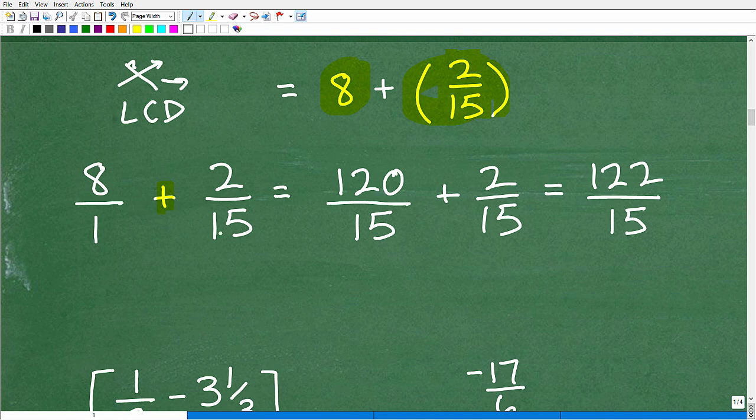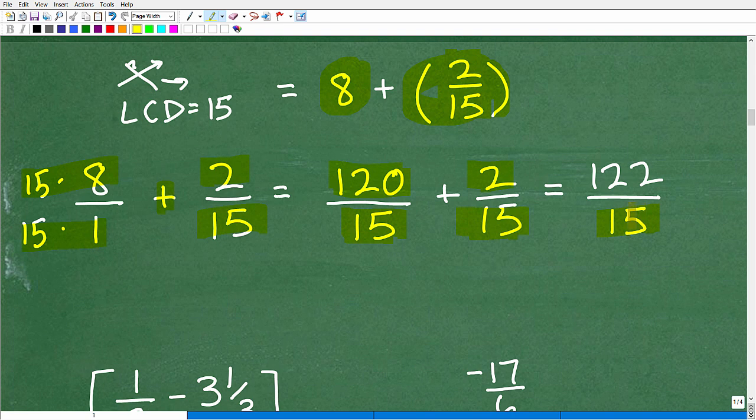So we got 1 and 15. What's the lowest common denominator? Hopefully, most of you said, oh, it's 15, so I need to multiply this denominator by 15 and this numerator by 15. Okay, so 15 times 1 is 15, and 15 times 8 is 120. So 8 over 1 is the same thing as a fraction 120 over 15, but I'm writing it that way because this fraction is 2 15ths. Now I have common denominators.